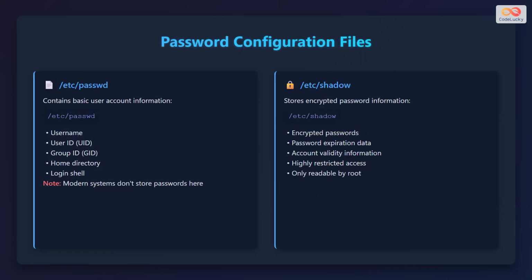Password information is stored in specific configuration files. The /etc/passwd file contains basic user account information, including the username, user ID, group ID, home directory, and login shell. It's important to note that modern systems do not store encrypted passwords in this file. The /etc/shadow file stores encrypted password information, including the encrypted passwords, password expiration data, and account validity information. This file has highly restricted access and is only readable by the root user.